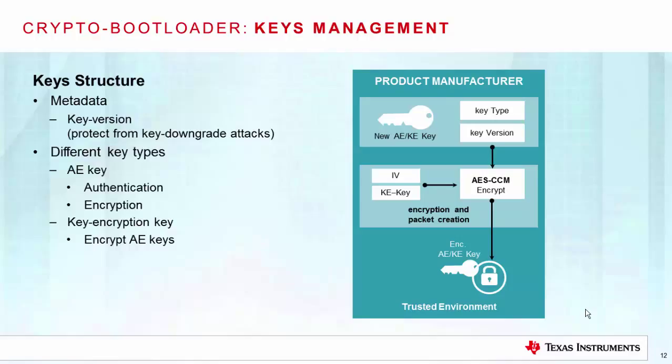Once a key has been disabled and is no longer in use, this mechanism protects the Crypto Bootloader from loading it again. Keys are encrypted, making use of AES-CCM as well. An IV nonce and a KE key, along with the key material, key type, and key version, are fed into a tool to generate the encrypted packet used to update the key. This packet preparation happens in a trusted environment on the product manufacturer's facilities.